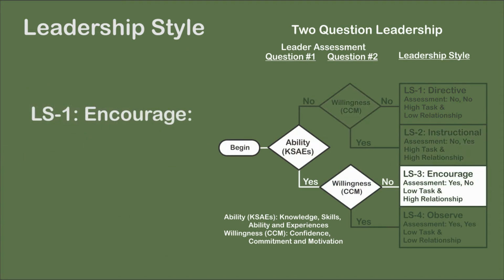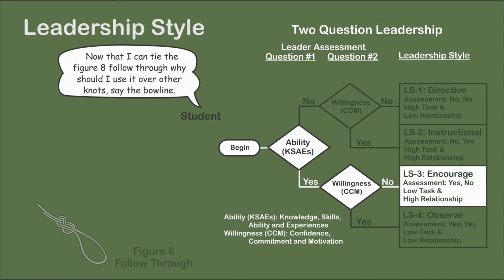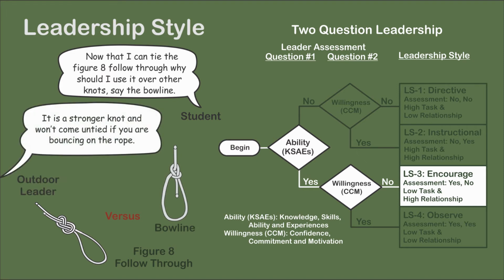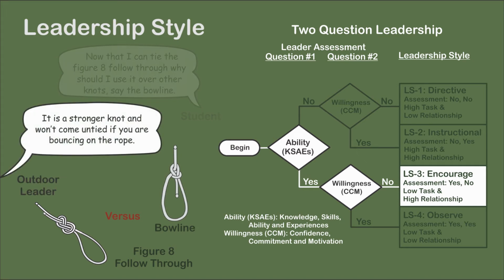The third leadership style is LS3, encourage. Since the follower has the ability, there is no need to focus on it. However, there is a need for socio-emotional support or feedback. They may be unmotivated or even insecure. The instructor communicates and provides feedback on why the knot should be used.